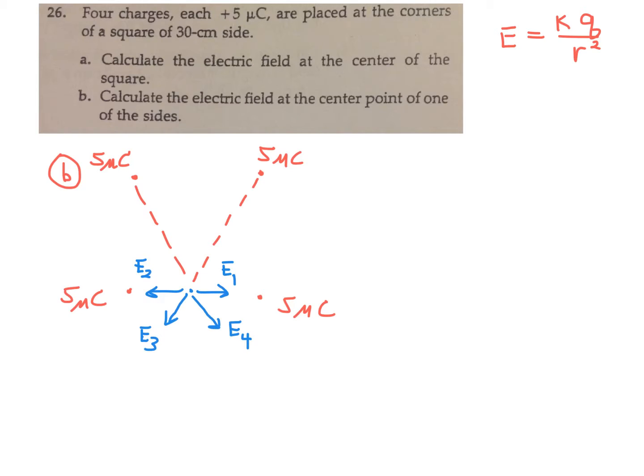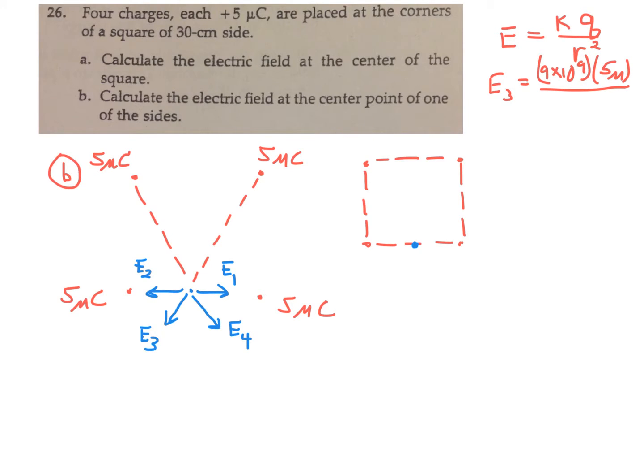However, they're the same magnitude, so if I calculate them, E sub 3 is going to be 9 times 10 to the 9th times the 5 microcoulomb charge divided by the distance squared. But how far is that blue dot from the upper right-hand corner? Well, this requires some geometry. Let me draw this.